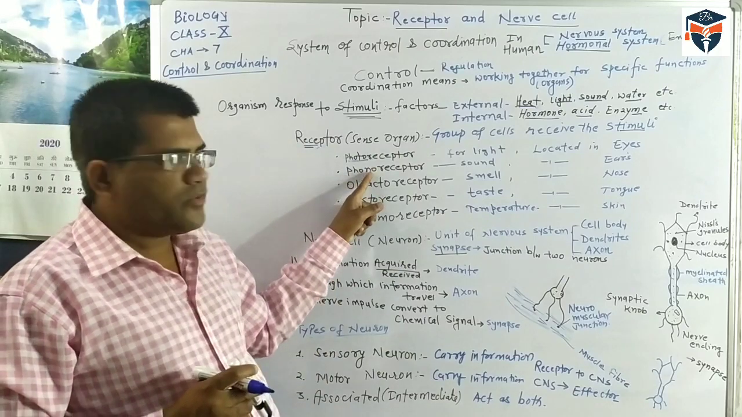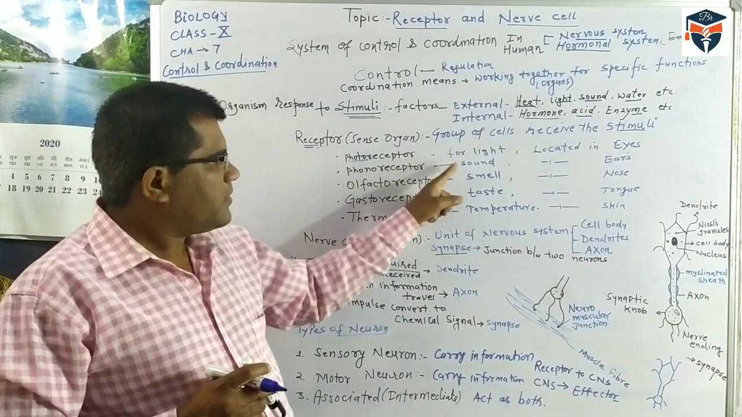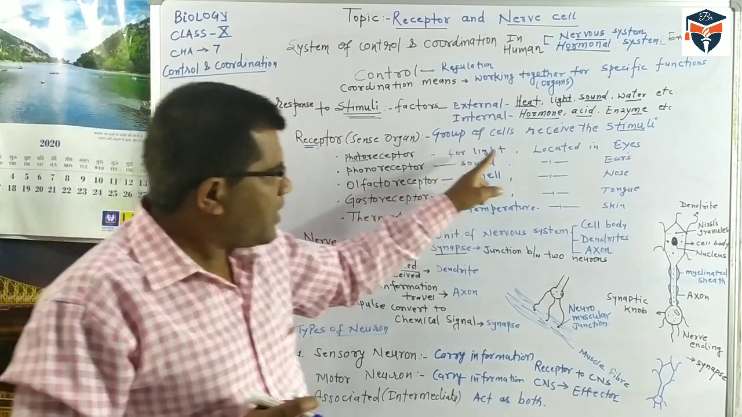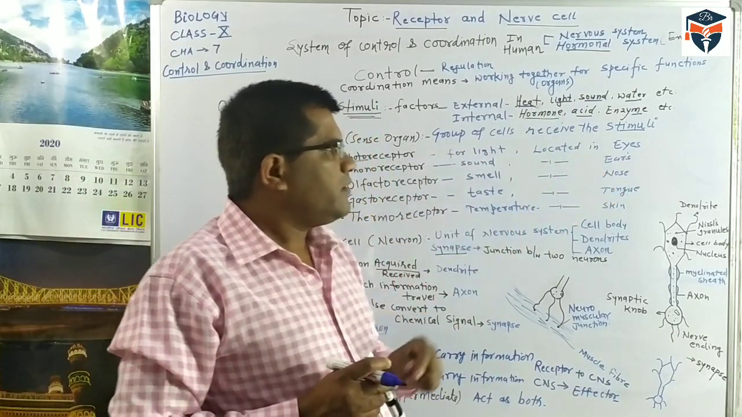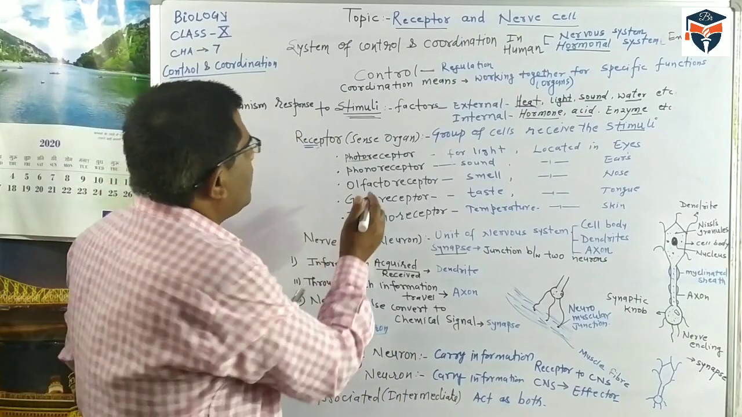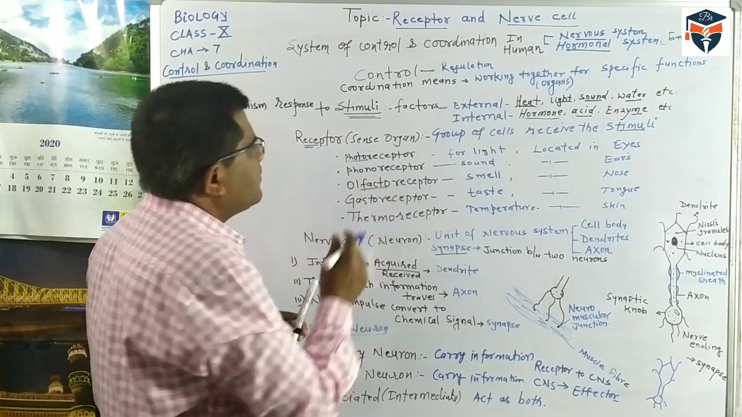Another is the phonoreceptor. Phono means sound. So the phonoreceptor is for hearing sound, and these receptors are located in the ears. Another is the olfactory receptor. Olfactory means smell.